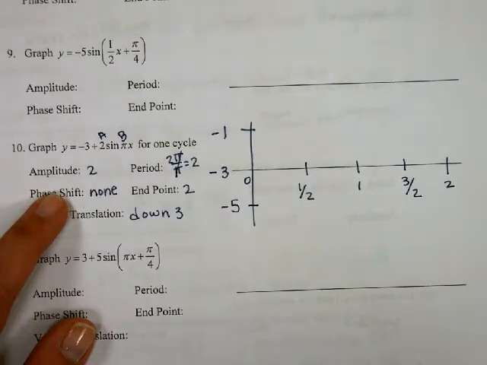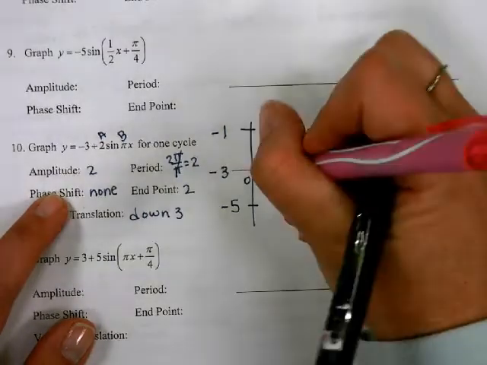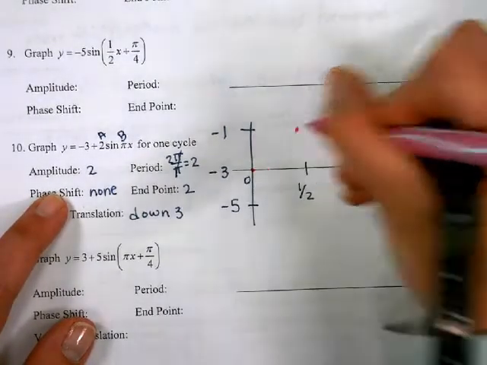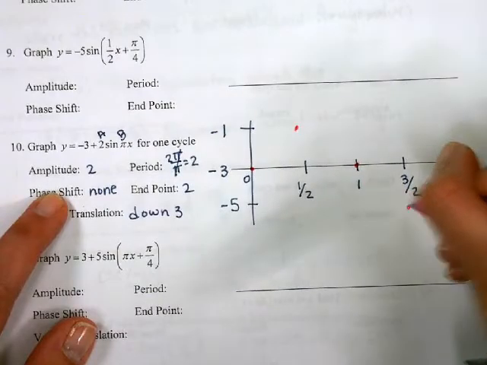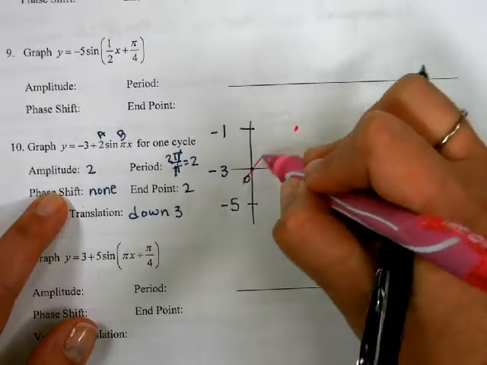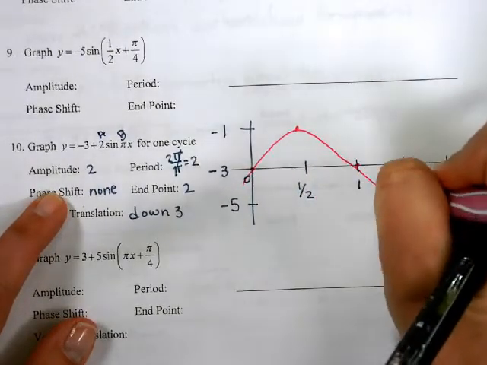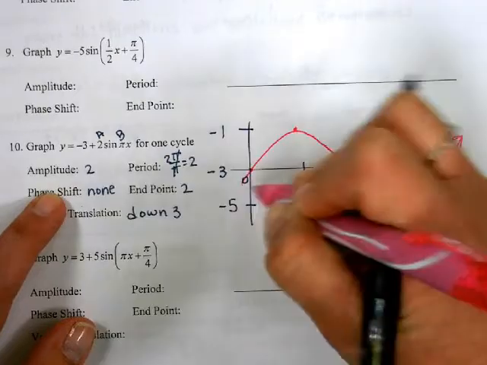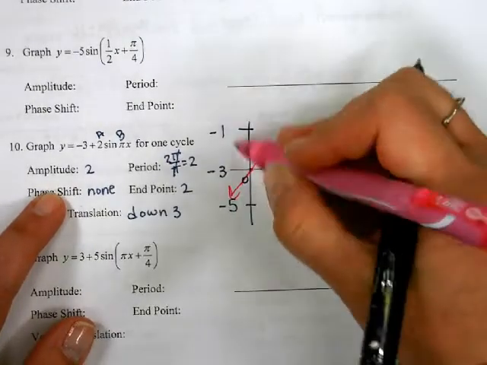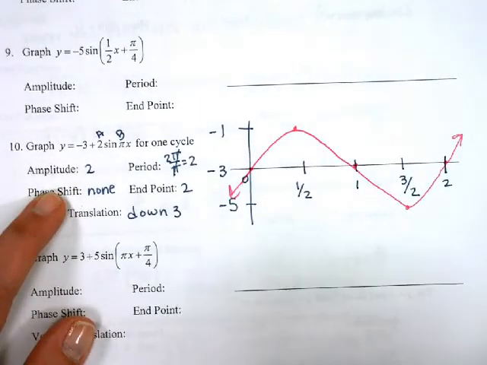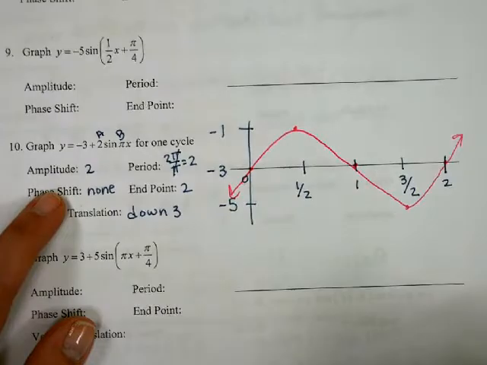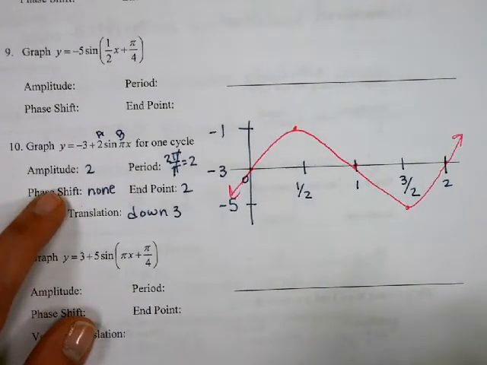I'm graphing sine, so I'm going to start at 0, up, 0, down, 0. So when you have a vertical translation, the numbers on your y-axis are the only thing that change. Okay, let's just do one more.